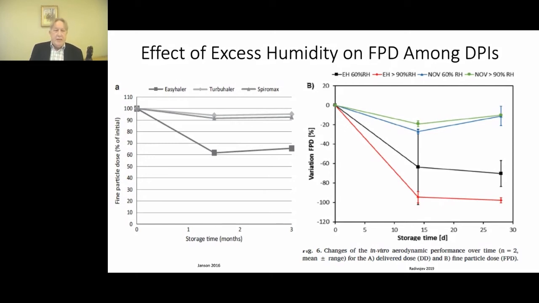What you see on the left, with the Easyhaler, is that the bottom line actually drops quite significantly in 45 days, below the accepted 80% amount. And on the right, they looked at this over a shorter time interval, more regularly. They say that even at 2 weeks, you see substantial drops in the delivered dose and fine particle dose with the Easyhaler.